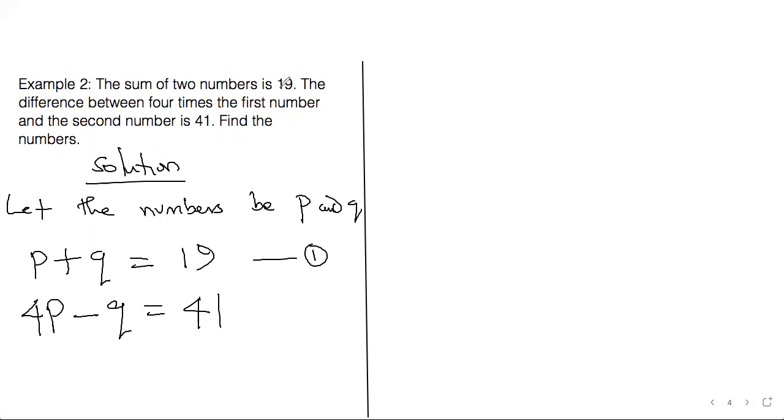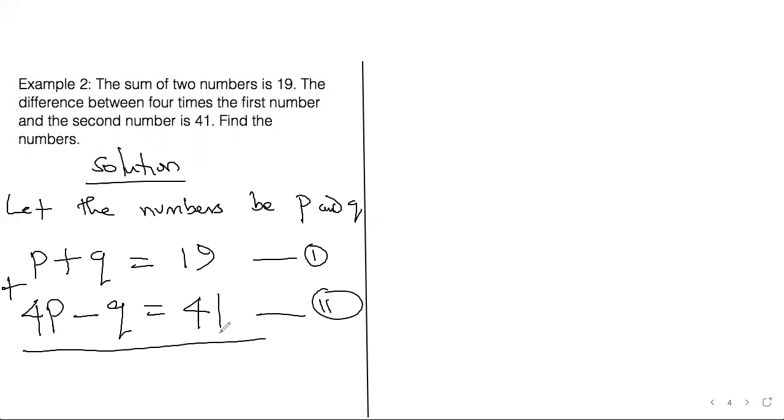Okay, P plus Q equals 19. This gives me the second equation. So this one is easy because I have the same coefficient for Q, so I can just eliminate Q from here. Now, what sign am I going to use? Plus and minus, different signs. If you have different signs, you use what? You use addition.